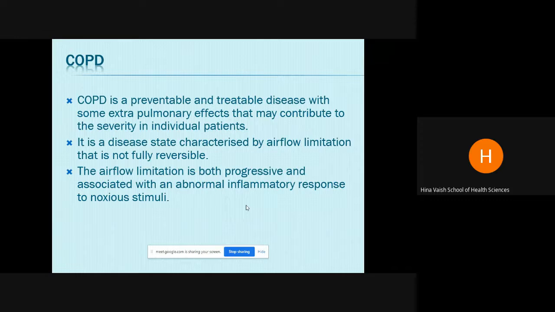So this means कि COPD का जो patient है उसमें सिर्फ आपको respiratory symptoms नहीं मिलेंगे, you will be able to see certain other extra pulmonary effects as well.